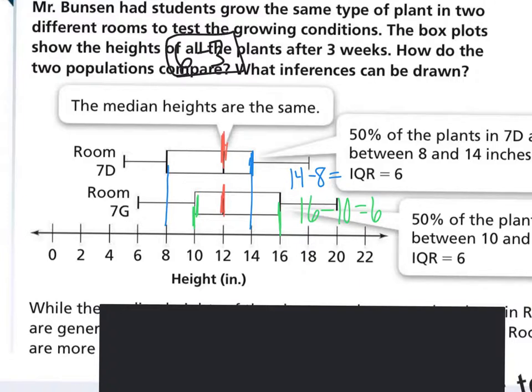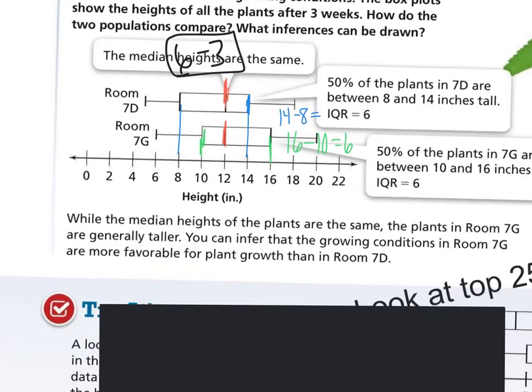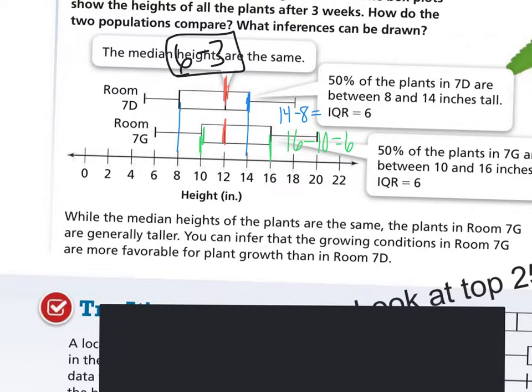If you notice this though, which room has the tallest plant? 7G has one plant that grew to 20 inches. 7D, the tallest plant, is 18 inches. Which room has the shortest plant? 7D. Okay, so with those 2 things, the tallest plant overall, and the one room that has the shortest plant overall, might lead us to conclude that overall 7G has a little bit better growing conditions than 7D.